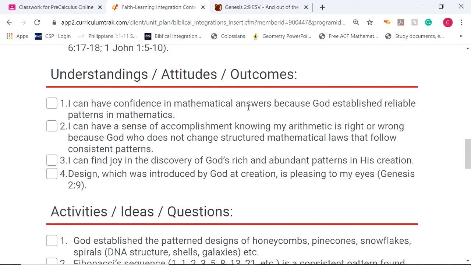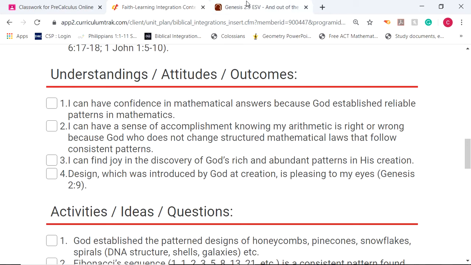Now we have 2 outcomes or attitudes that's today what I want us to do. So we're going to read 3 and 4 here. These are what you should be thinking about as you work through your math and as we've gone over all these different characteristics. Number 3. I can find joy in the discovery of God's rich and abundant patterns in his creation. And I'm going to show you something next lesson. It's called the golden ratio and the golden rectangle. And it's pretty cool. And I want to show you how that plays out in God's creation. And then lastly, number 4, design, which was introduced by God at creation, is pleasing to my eyes.